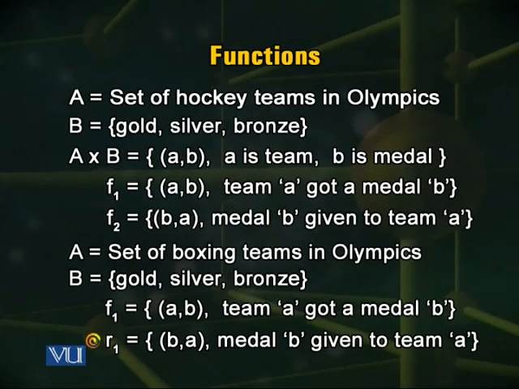For a function, a domain element should get mapped to a unique range element. So for boxing, if you are looking at a mapping between a team and the medal it won, then you are looking at a function. But if you are looking at a medal and the team which won that medal, you are looking at a relation. I hope with this example, you have a clear idea of what a function is.